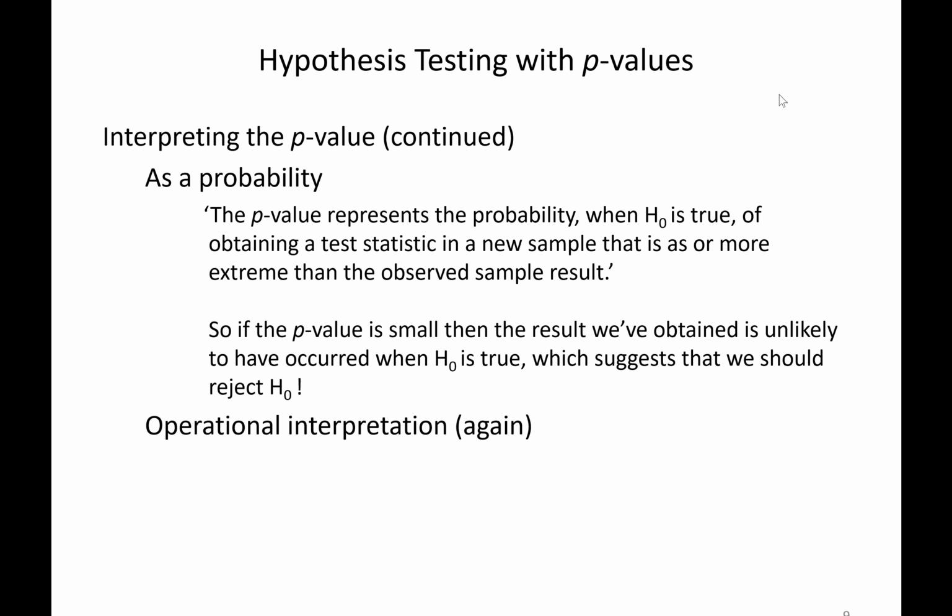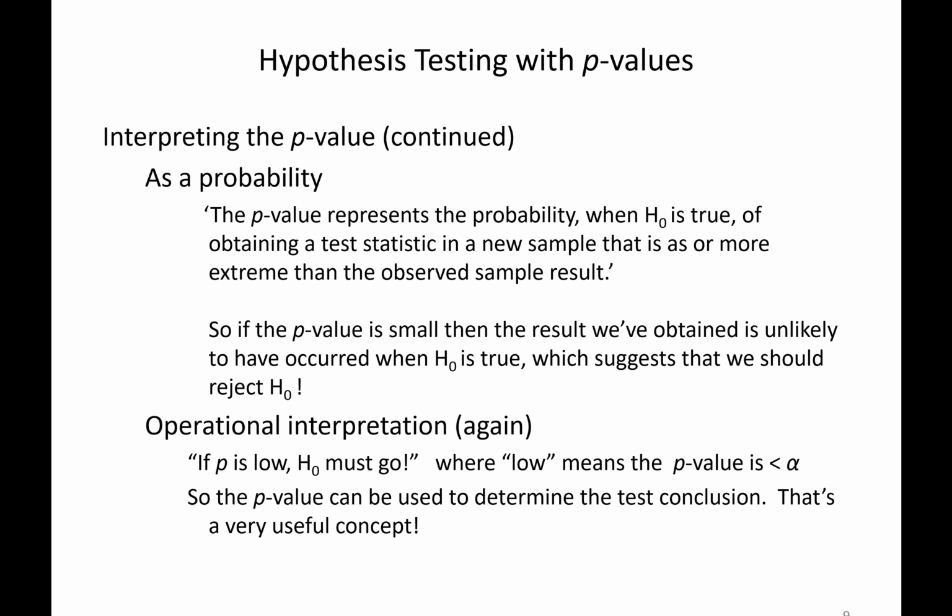That's the probabilistic intuition. The operational interpretation, again, is if p-value is low, h0 must go. And what we mean by that is if the p-value is less than alpha. So where this becomes useful is someone can come to me and say, here's my null hypothesis, here's my alternative hypothesis, and here's the p-value. And I don't have to know what the test statistic is, the critical value, anything else that might be relevant if I'm doing some other type of approach, all I have to know is what the p-value is. And then I can use my own alpha if I want as well.